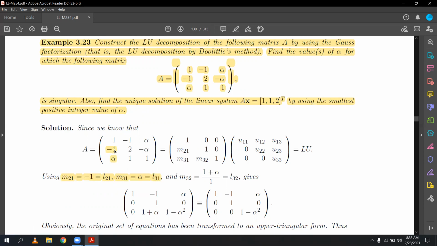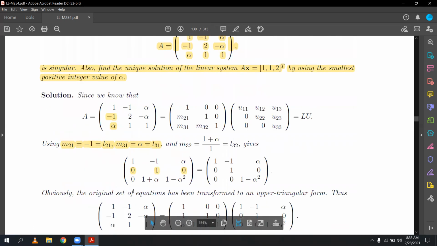So you multiply the first row by -1 and subtract here. You will get this shape. Then multiply the first row by M31, which is alpha, and subtract here. And exactly, you get this shape now. Then this is not equal to 0. Make this one equal to 0 because we have to convert into the upper triangular system, the upper triangular matrix.